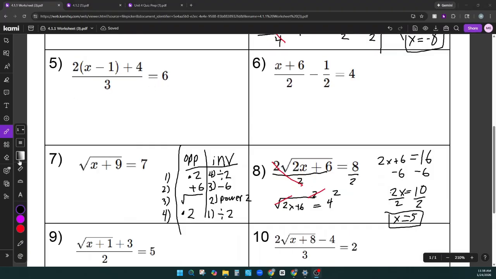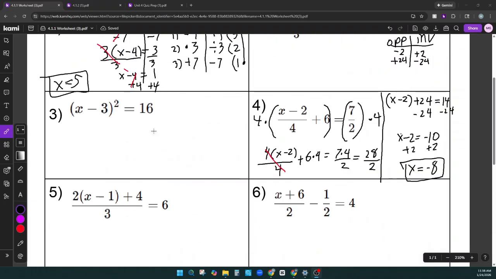And last thing I want to highlight on this specific worksheet is number 3. Only reason being is that I want to make sure that I cover the operations that you guys are going to see. So I have x minus 3 squared equals 16. We make our chart. And I see the first thing that happens to my x is going to be minus 3. And the next thing that happens is my power 2.